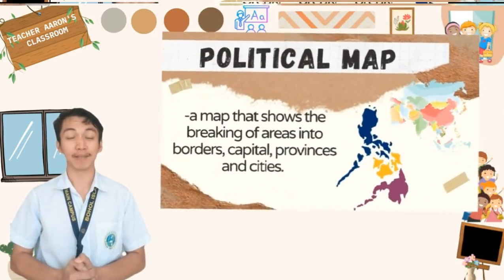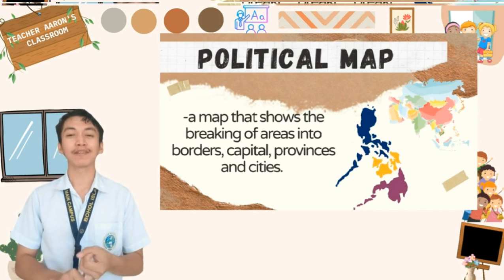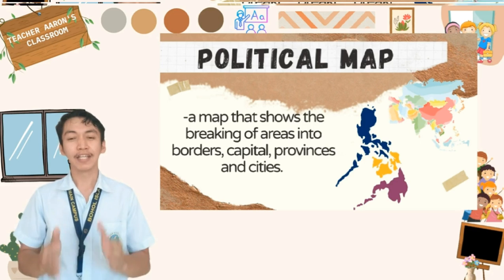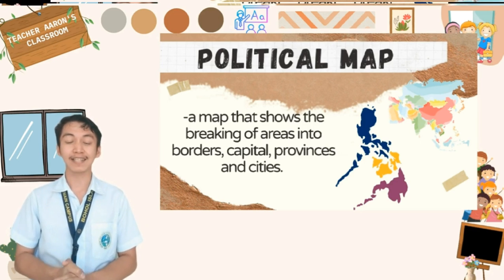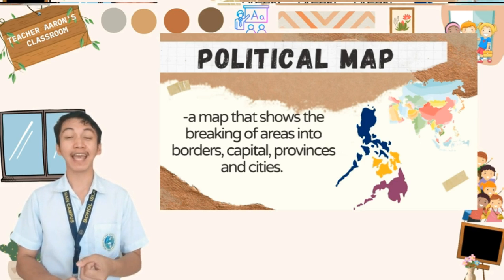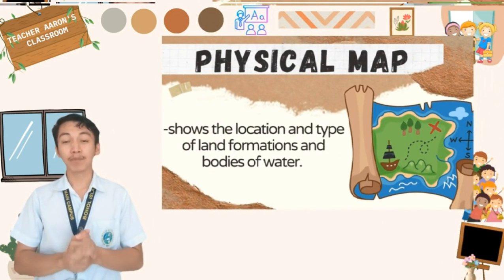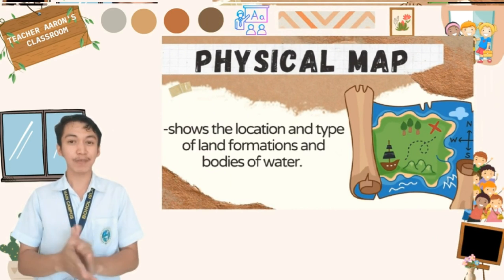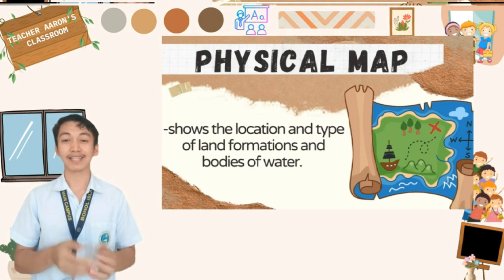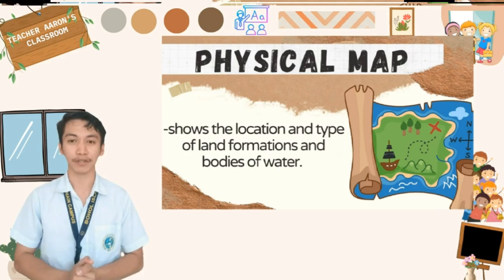First is the political map. This map shows the breaking of areas into borders, capitals, provinces, and cities. For example here, the Philippines. In terms of the main division of the islands, we can see here the Philippines is broken down into Luzon, Visayas, and Mindanao. Next is the physical map. This map shows the location and the types of land formations and bodies of water. So what you can see here in the example, there is an island, which is the land formation, and the ocean, which is the body of water.